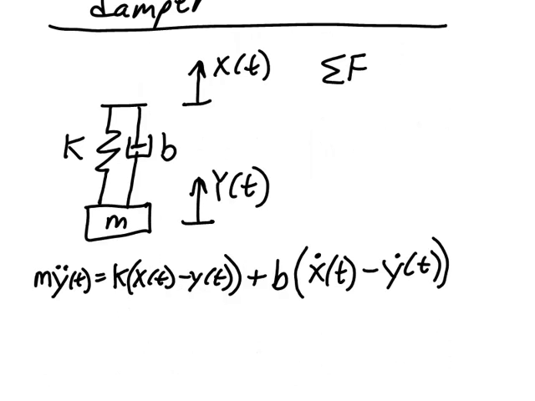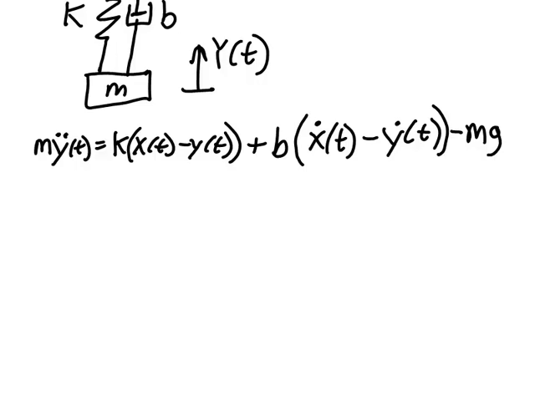In this modeling example, I am going to include gravity because I want to show you how to deal with constants in a Laplace transform. So I'll say that this is minus the force of gravity, m times g. The next thing I want to do is take the Laplace transform of this equation. But before I do that, I'm going to expand this to make it a little bit easier for me to see where the constants are relative to the variables.